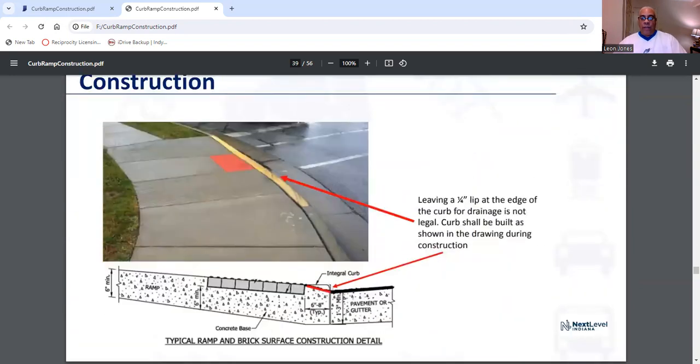All right. Leaving a 1/4-inch lip at the edge of the curb for drainage is not legal. Curb shall be built as shown in the drawing during construction. So that's something you might check out. And with these ramps as well, after it rains, right around the curb and gutter, you should check for ponding. You might not think about it now, but in the wintertime, it could freeze up and turn into ice. And then you really have a problem.